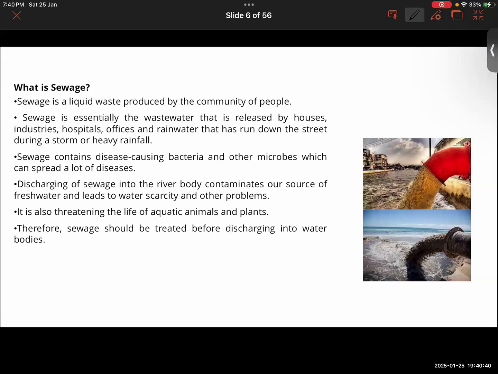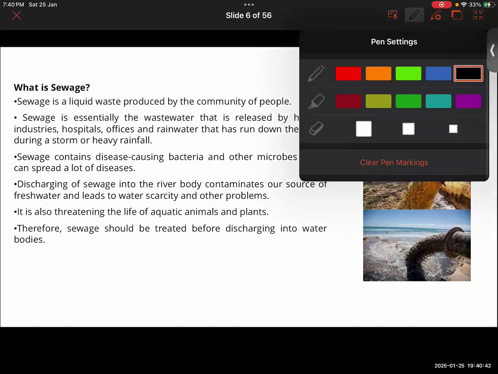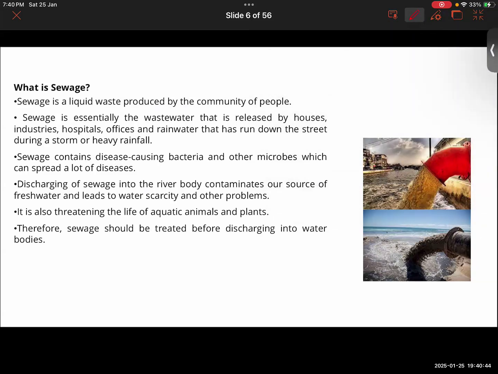Further, we also discussed what sewage is. So we learned that sewage is a liquid waste produced by the community of people, right? All of us are producing this liquid waste. Every household releases some wastewater, and sewage is essentially the wastewater that is released by houses, industries, hospitals, offices, and the rainwater that has run down the street during a storm or heavy rainfall, right?